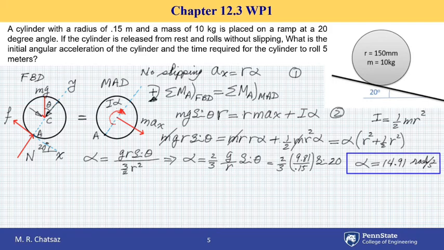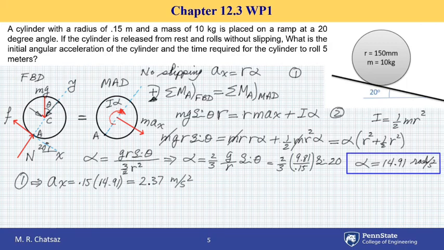So now from equation 1, I can find the linear acceleration a sub x. Equation 1 gives me a sub x equal to 0.15 times 14.91, or numerically I get an acceleration of 2.37 meters per second squared.